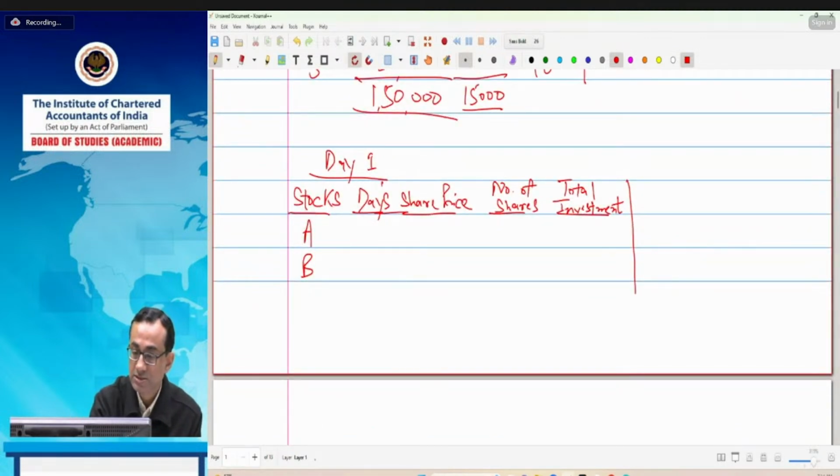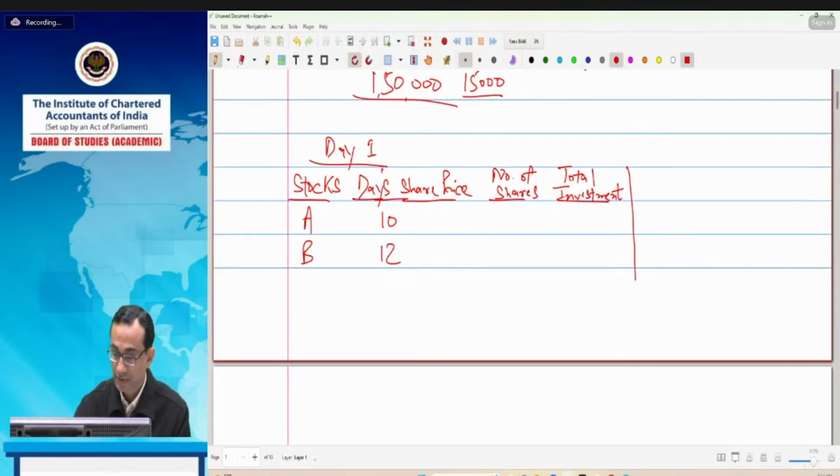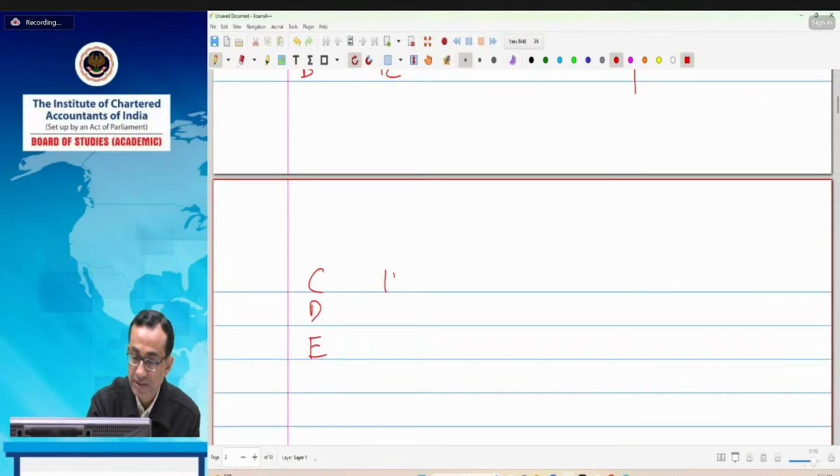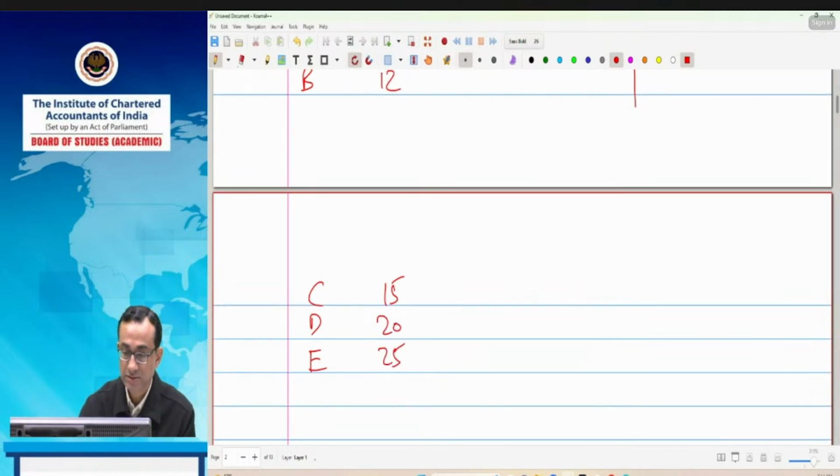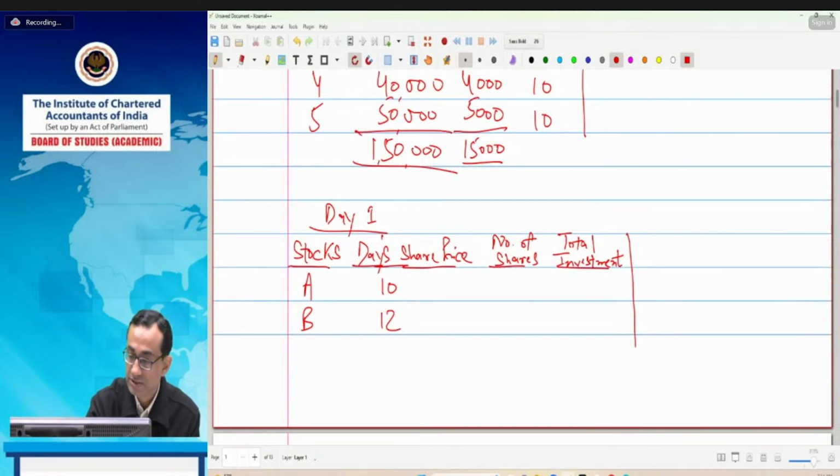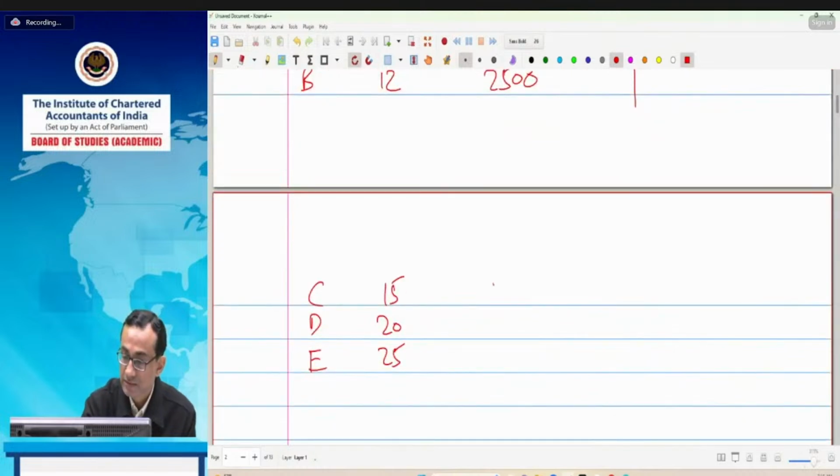And the share prices, say, of stock A is 10, B it is 12, C it is 15, D it is 20, and E it is 25, the share prices. And the number of shares, let us assume in case of company A, it invested 3,000 shares. And in case of B, it invested 2,500 shares. In C, 2,000 shares. In D, 1,500 shares. And in E, 1,200 shares.